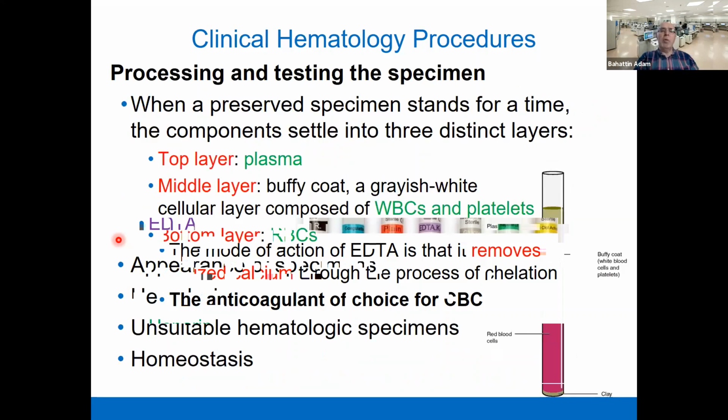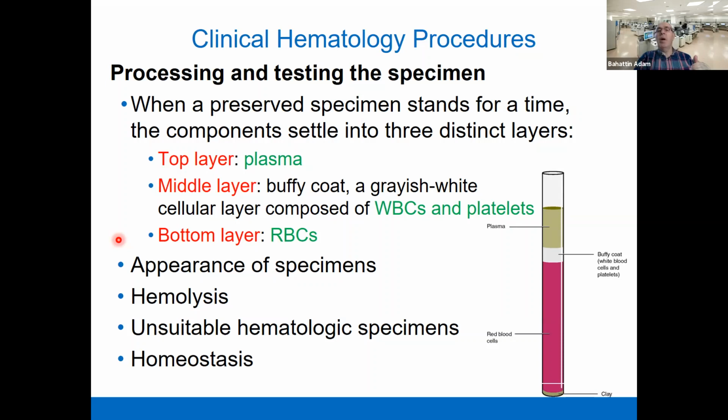Okay, you know the layers of the anticoagulated whole blood: plasma on top, the middle layer is the buffy coat, and the bottom layer includes red blood cells, right? About 55% is cells and 45% is plasma.